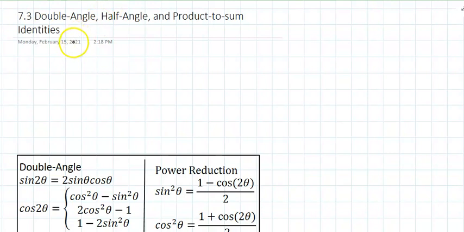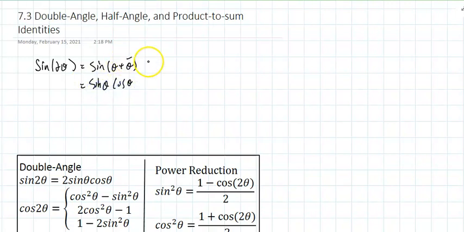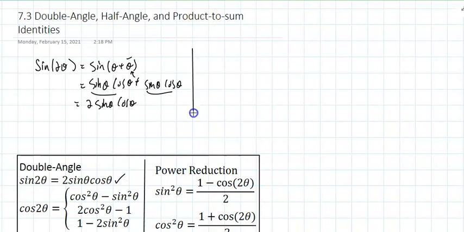So, if I want to know what the sine of twice an angle is, I would write that as the sine of theta plus theta. And I know that's sine of the first cosine of the second plus sine of the second cosine of the first. And it turns out to be the same thing. One of those plus one of those is two of those. So the sine of 2 theta is 2 times the sine of theta cosine of theta.